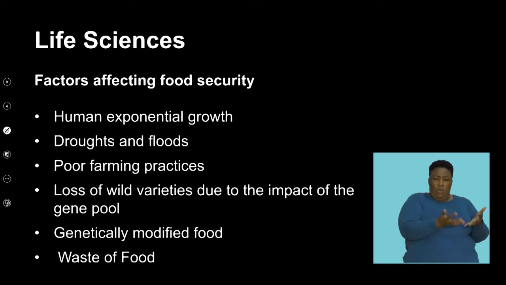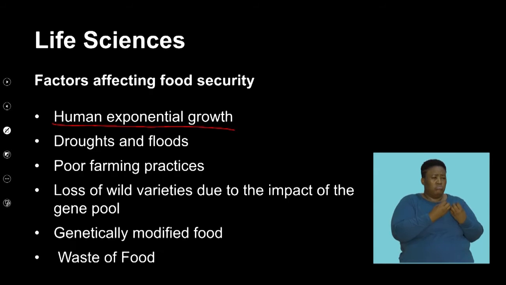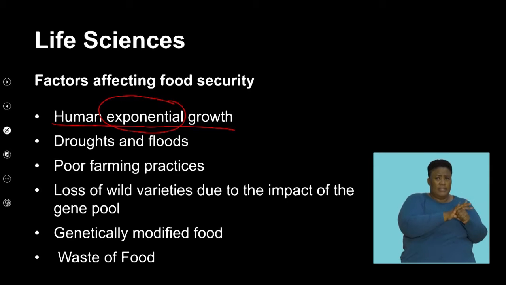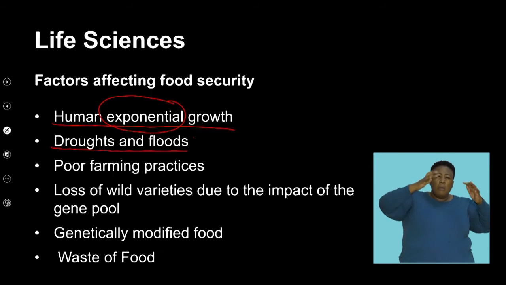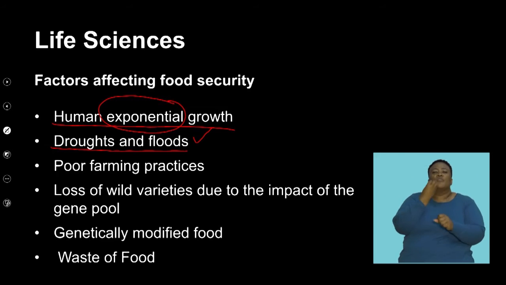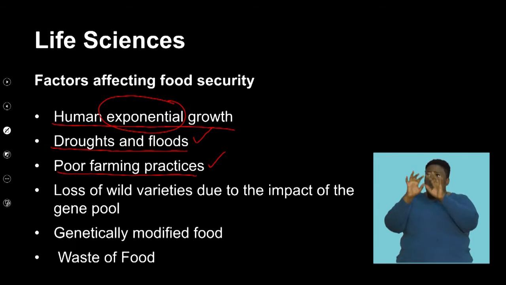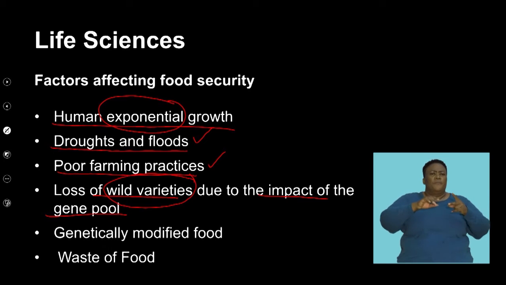So globally, we know that the human population is growing exponentially, and we'll talk about that as an impact. We know that droughts and floods as a result of climate change have affected food security. Farming practices in terms of how they cope with the demands of a globally increasing population have been a factor that affects food security. We know that there's loss of wild varieties due to impact on the gene pool. We know that human activity in terms of monoculture has also affected the wild varieties.